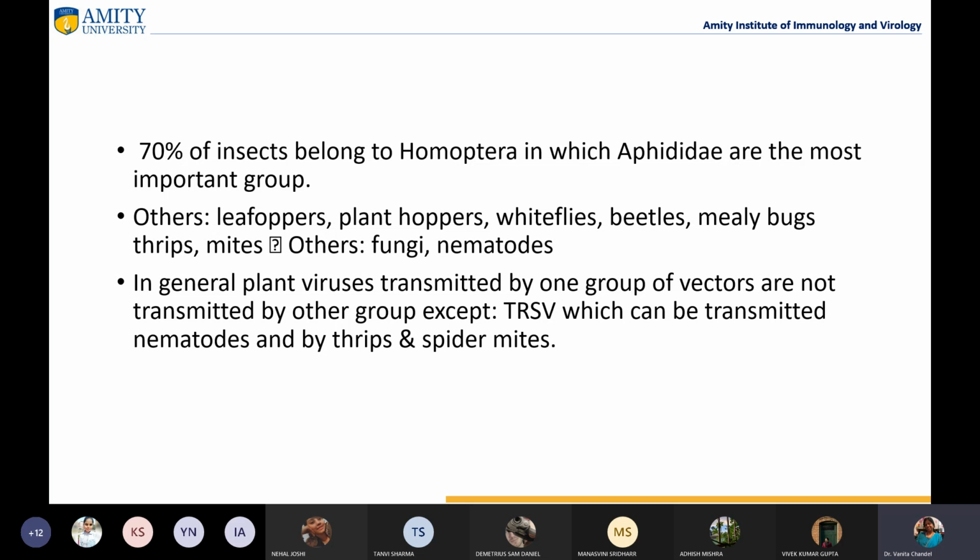So in general, viruses transmitted by one group of vectors are not transmitted by another group. They are specific, or we can say they are virus specific. That particular virus only they will transmit, except for tobacco ring spot virus, which can be transmitted by nematodes and by thrips also, and by spider mites also. So different groups. This is the exception.